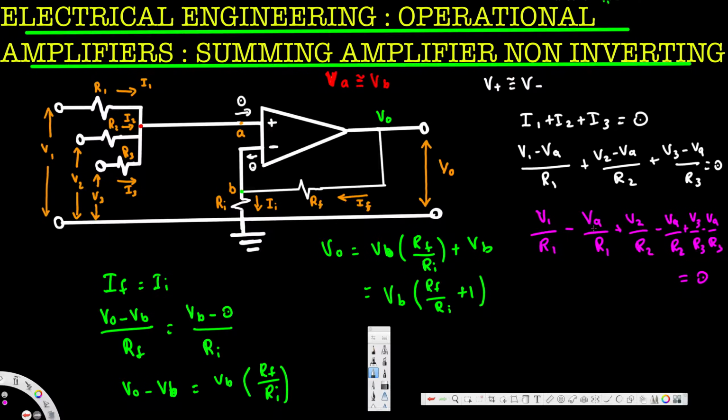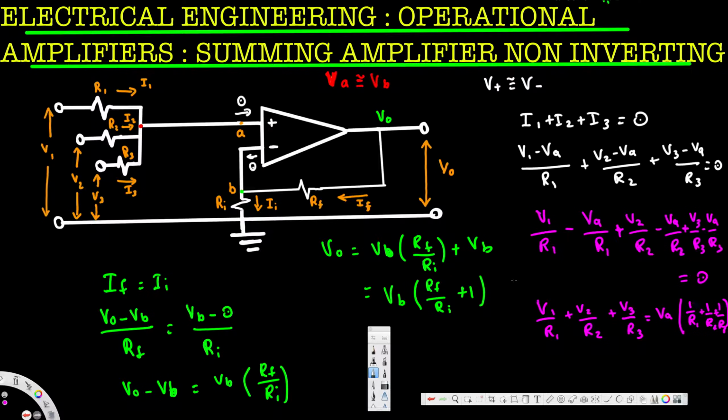And then we can move all the VA to the other side of the equation, or we can say let's combine this V1, V2, V3 together. So this is going to be V1 over R1 plus V2 over R2 plus V3 over R3. All of them are positive because if you look at the sign in front of V1, V2, V3, all of them are positive. And on the other side we can take the VA common, and all of them are negative. If I move this one to the other side, that's going to be positive. So this is going to be 1 over R1 plus 1 over R2 plus 1 over R3.